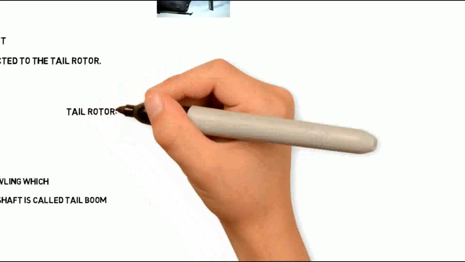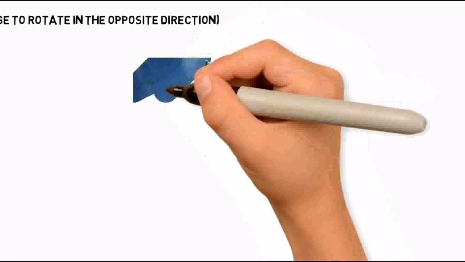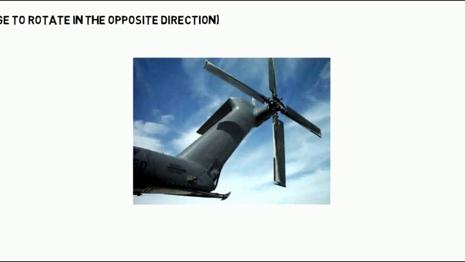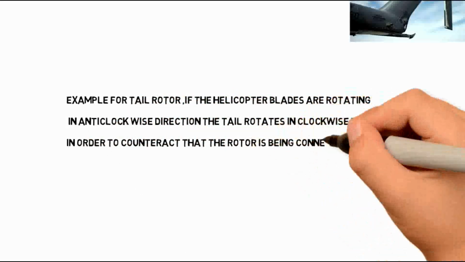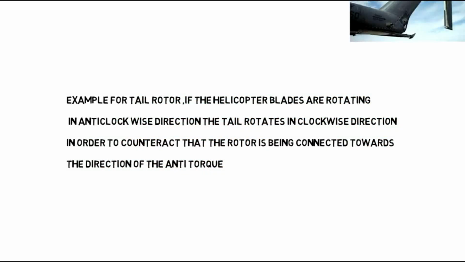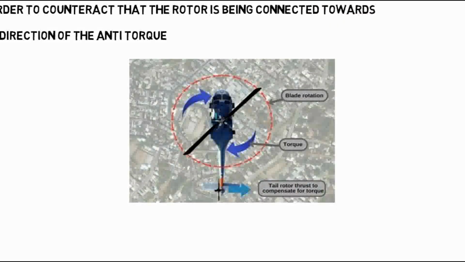Tail rotor. The main function of the tail rotor is to produce anti-torque. Because of the rotation of the helicopter blades, there is a tendency of the fuselage to rotate in the opposite direction. For example, if the helicopter blades are rotating in the anti-clockwise direction, the tail rotor rotates in the clockwise direction in order to counteract that.